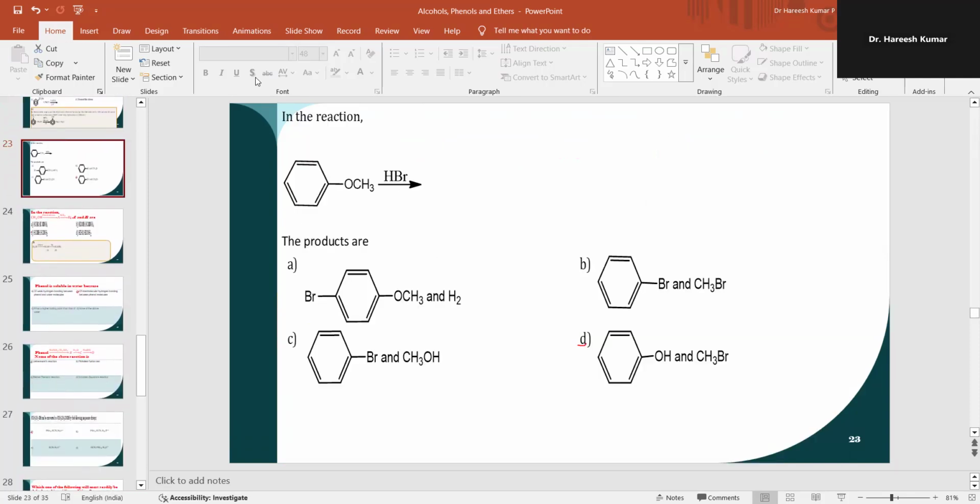That's the reason option A will be the correct answer. Let's take one more question. Here again this is breakage, meaning ether cleavage. That means reactions of ether. Then this is nothing but anisole. Anisole on reaction with HBr undergoes cleavage, ether cleavage. That means C-O bond cleavage. The obtained products are phenol and methyl iodide.